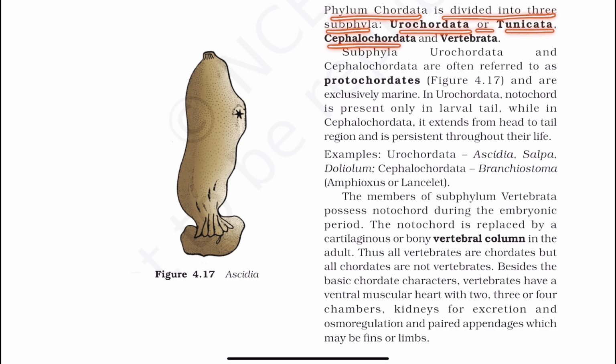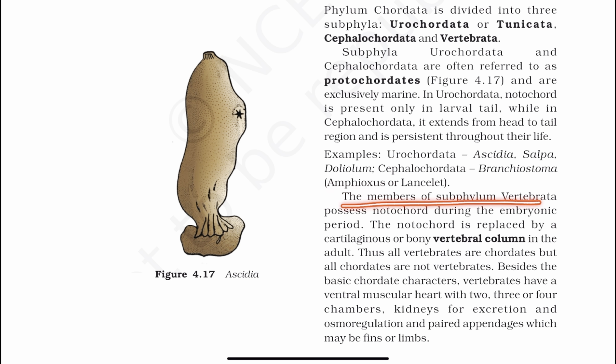Tunicata, Cephalochordata, and Vertebrata. Subphylum Urochordata and Cephalochordata, often referred to as protochordates, Figure 4.17, are exclusively marine. In Urochordata, notochord is present only in larval tail, while in Cephalochordata it extends from head to tail region and is persistent throughout their life. Examples: Urochordata: Ascidia, Salpa, Doliolum. Cephalochordata: Branchiostoma, Amphioxus, or Lancelet.